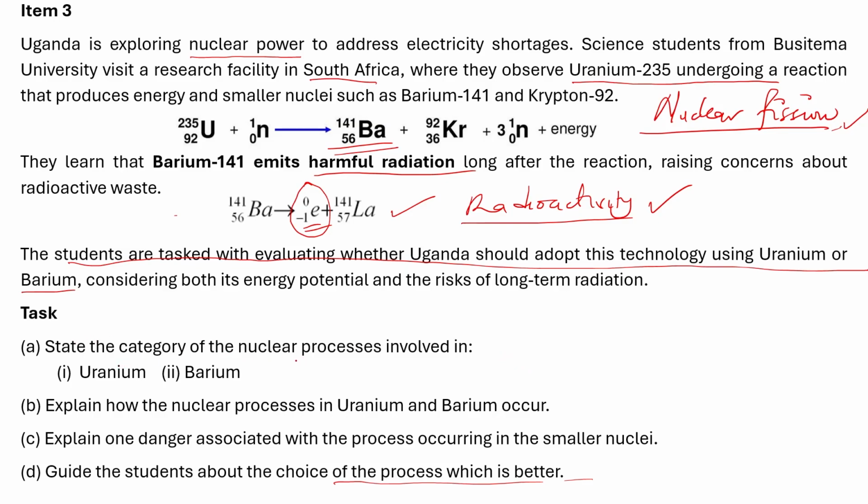Part A said the category of the nuclear processes in barium and uranium. So we've seen already in barium there is radioactivity or nuclear decay or radioactive decay, but in uranium there is nuclear fission rather. Explain how the processes in uranium and barium occur. So we are going to explain fission and radioactivity in barium. The danger occurring in the smaller nuclei, so we are going to look at the danger of radioactivity. Okay, let's dive into the responses.